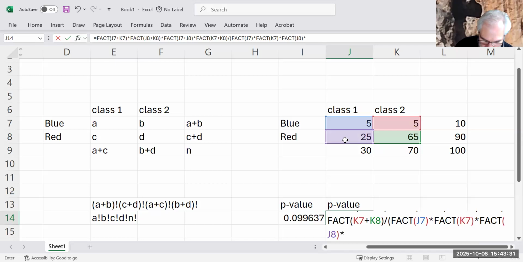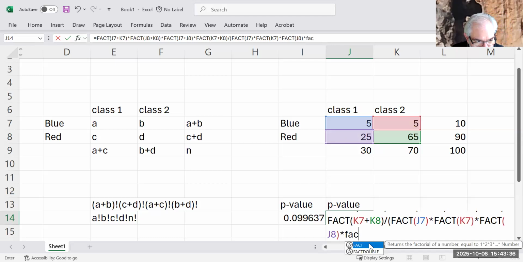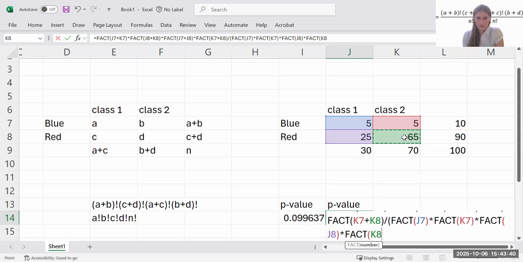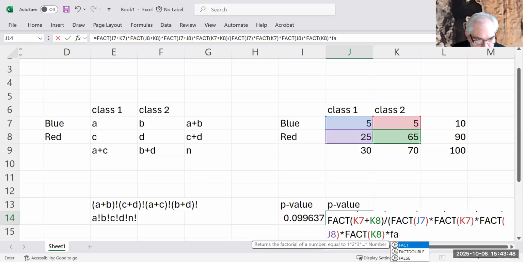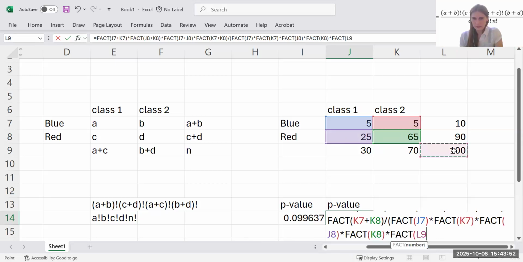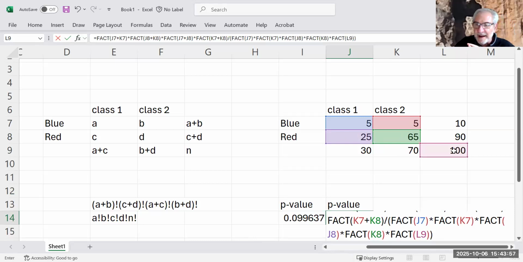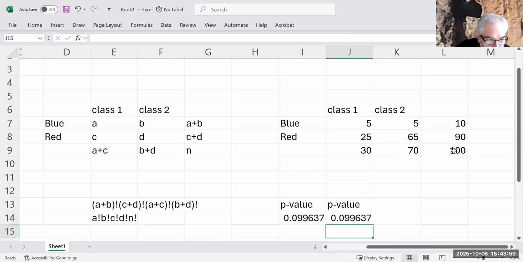Times fact of this guy, D, yeah. Close that, and now times fact of the total amount, N, right here. Close, and then close parenthesis for the division. Cross our fingers. All right, it worked. Love it, man. We came out, it worked again.